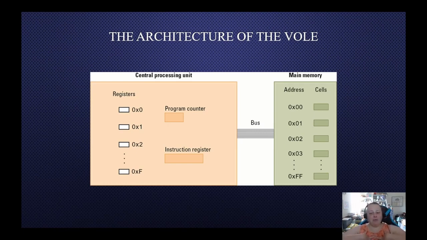So our VOL is going to have 16 registers that you can see from here. It's going to go from register 0 to register F. And notice we're using hexadecimal notation, sorry. So we've got register 0 to F. Each register is going to be 1 byte, so 8 bits. So we've got from 0x0 to 0xF.